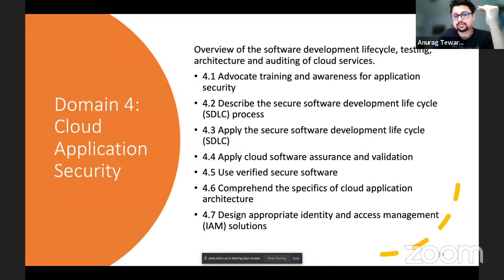It talks about applying cloud software assurance and validation, which is what different types of testing you can do. It introduces you to gray box, white box, black box testing, which are standard concepts in application security as well. It introduces the concept of verified secure software.